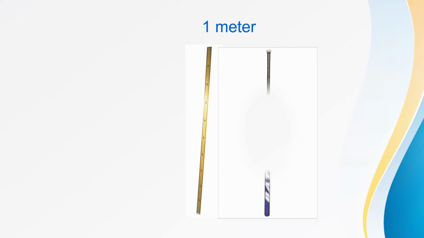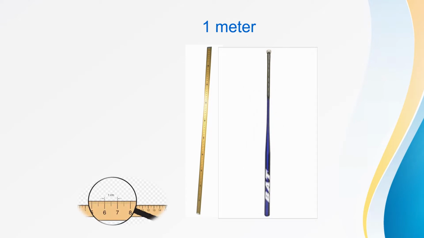1 meter is always compared to a meter stick, which is about the length of a baseball bat. Now, looking closely, we see little notches. Each notch represents 1 centimeter. 1 centimeter is about the size of a 25 centavo coin.